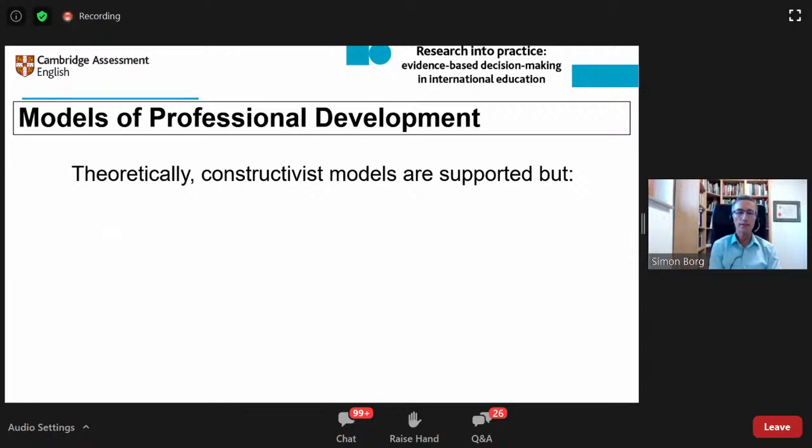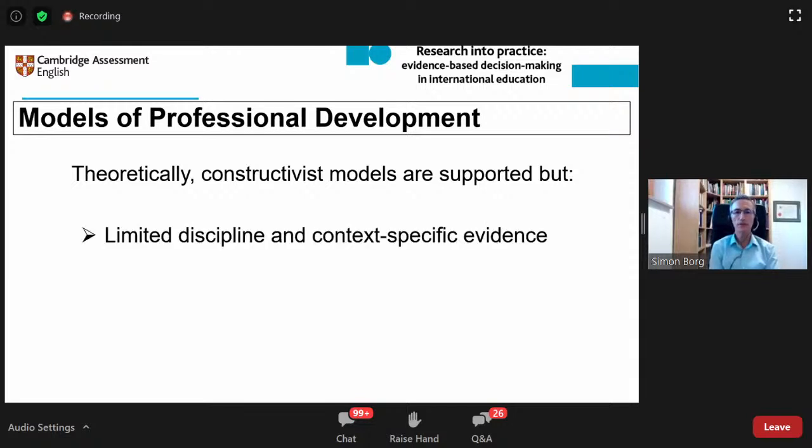However, based on my work around the world, I think I need to encourage you to be critical in the way you look at constructivist models and the way you try to implement them. And there are a number of reasons why we need to be critical.